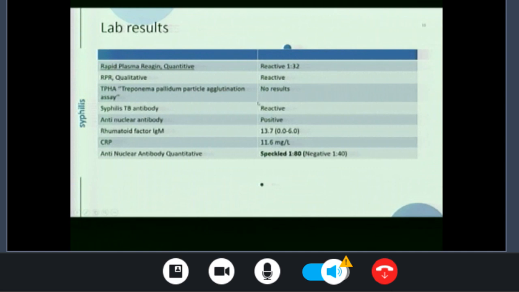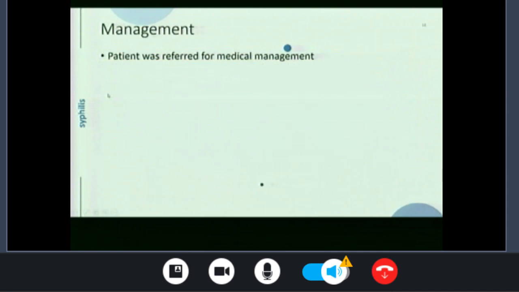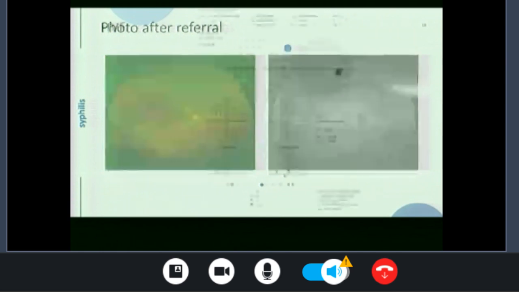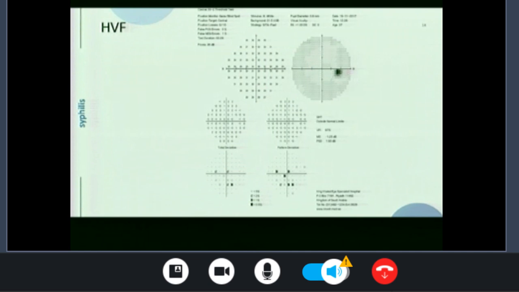Unfortunately, I didn't find a result for the TPHA assay. So this patient was referred to a medical doctor for treatment of the syphilis. Upon follow-up, the patient's lesions disappeared, as you see in this picture, and the visual field defect also improved.